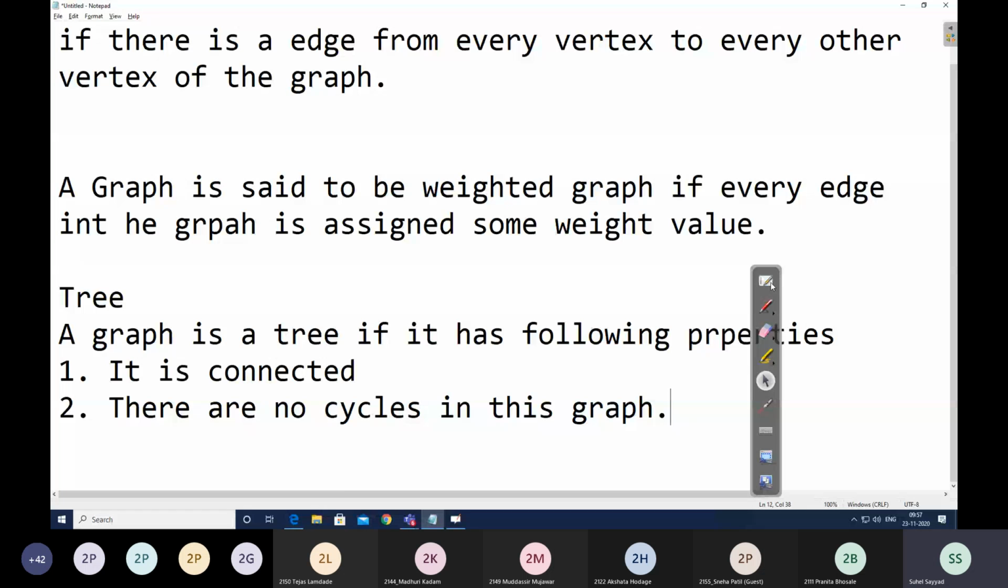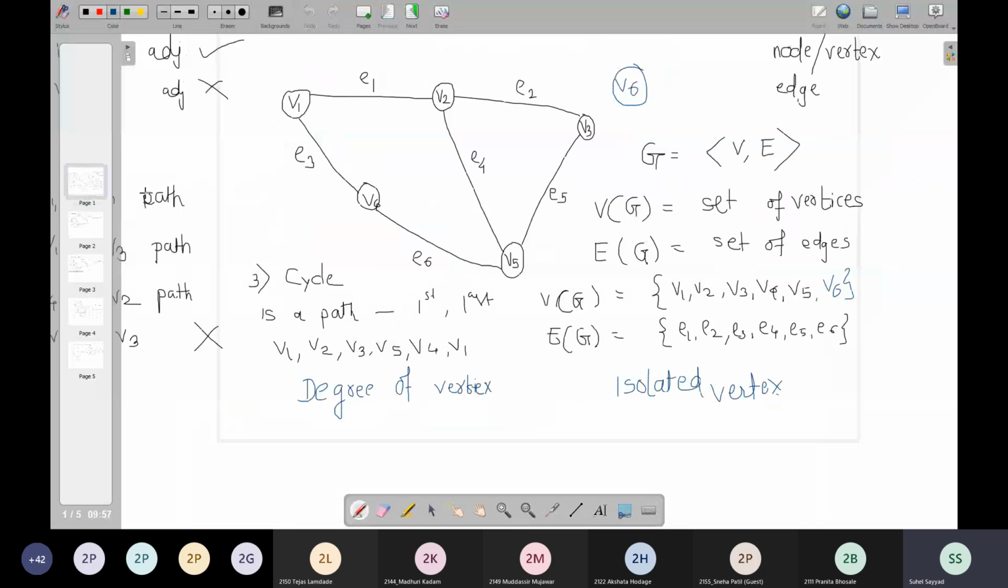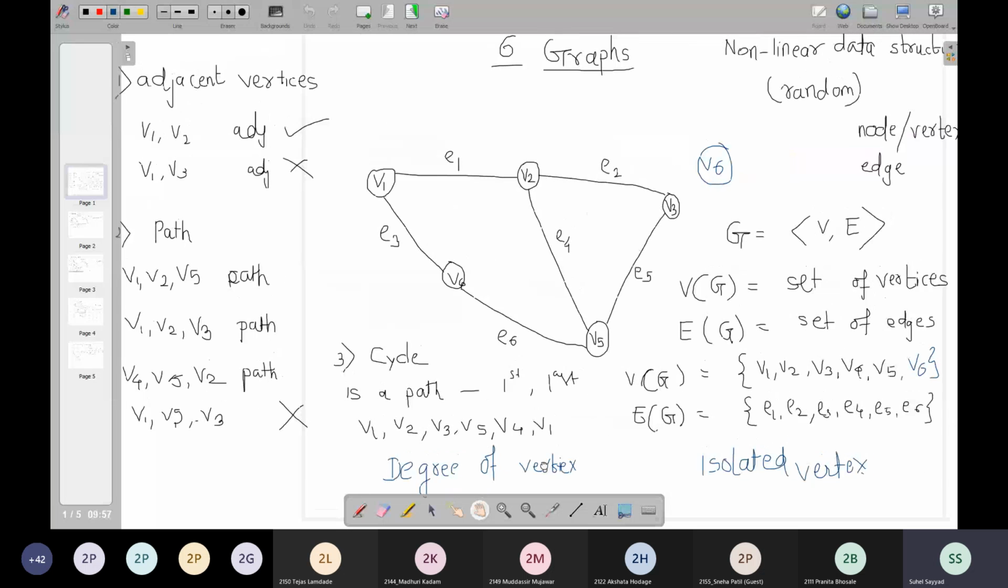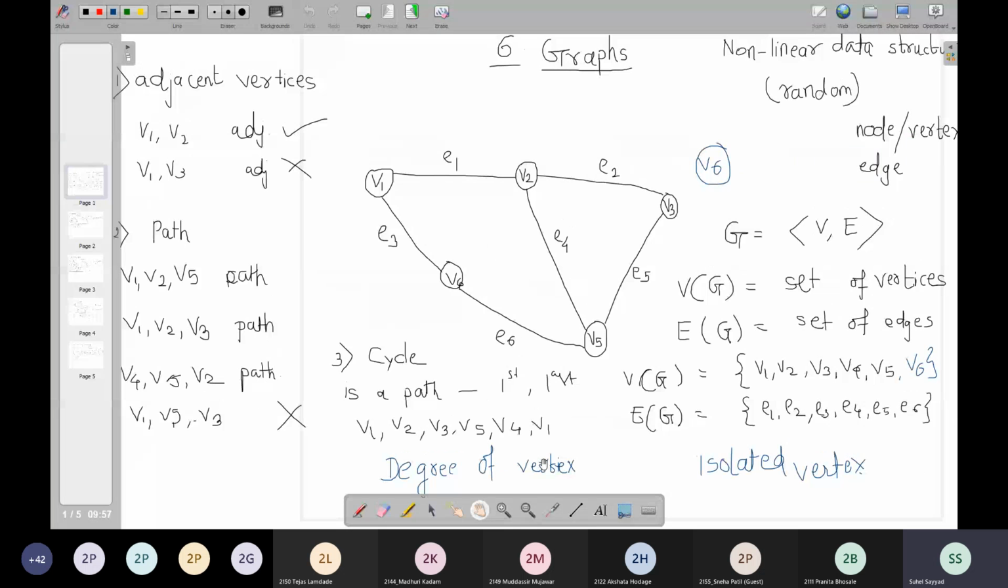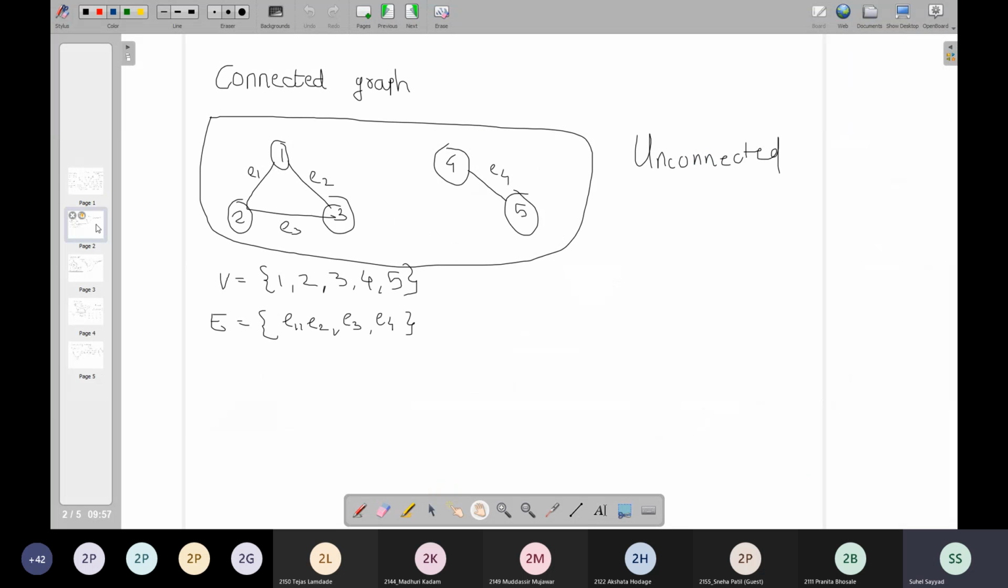Okay. So to just quickly revise what we have seen today. Today we have started with our sixth chapter, that is graph. And we have seen some basic terminologies related to graph. What are those? First one, we have seen definition of graph. Graph G is (V, E), where V is set of vertices, E is set of edges. Second, we have seen what is adjacent vertices, what is path, what is cycle. After that, we have discussed about connected graph and unconnected graph.